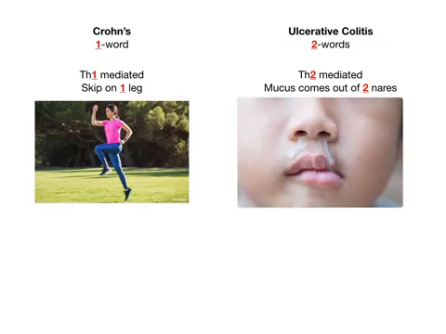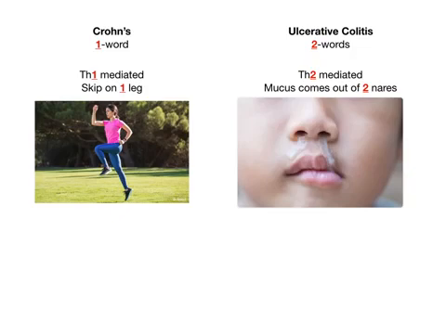It is incredibly high yield to know that in ulcerative colitis, the inflammation occurs at the mucosal and submucosal level, whereas in Crohn's, the inflammation occurs transmurally, full thickness, going through from top all the way to bottom. That's why in Crohn's you see fistulas. That's why in UC you see ulcers. Please know that. So mucus comes out of 2 nostrils or 2 nares, 2 for 2 words of ulcerative colitis, and mucus for mucosal and submucosal.